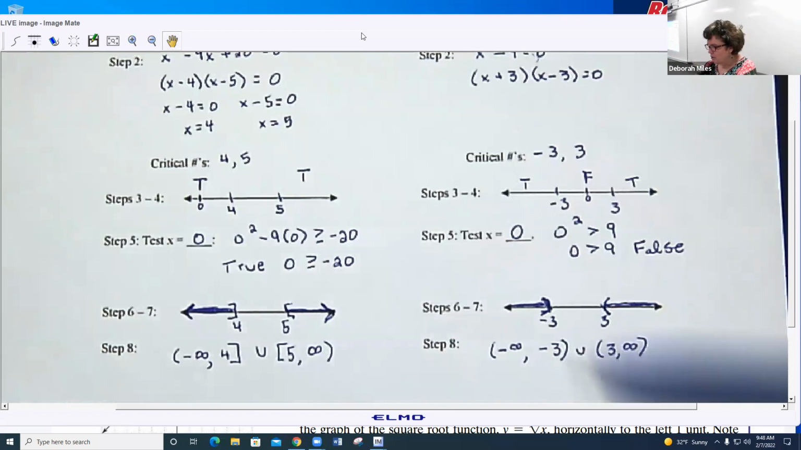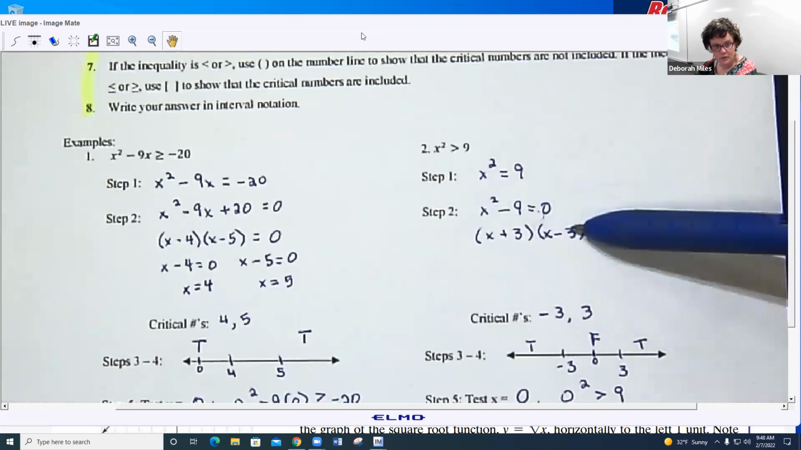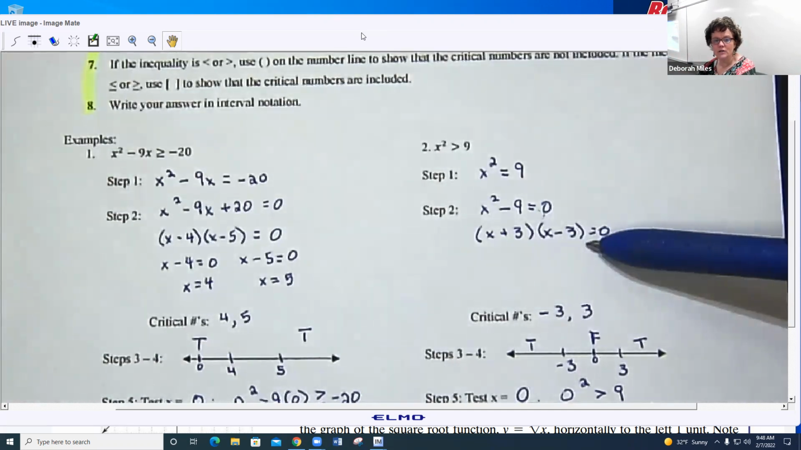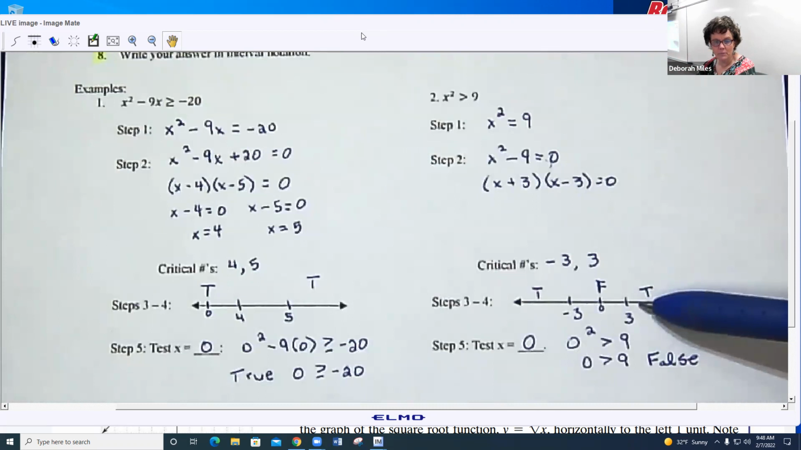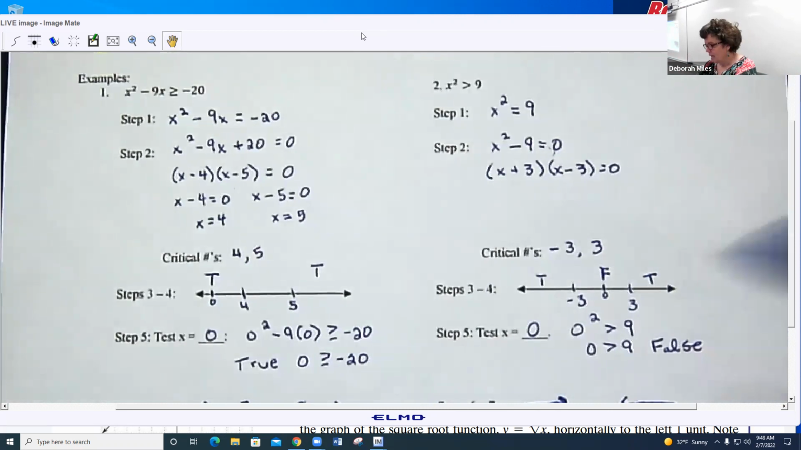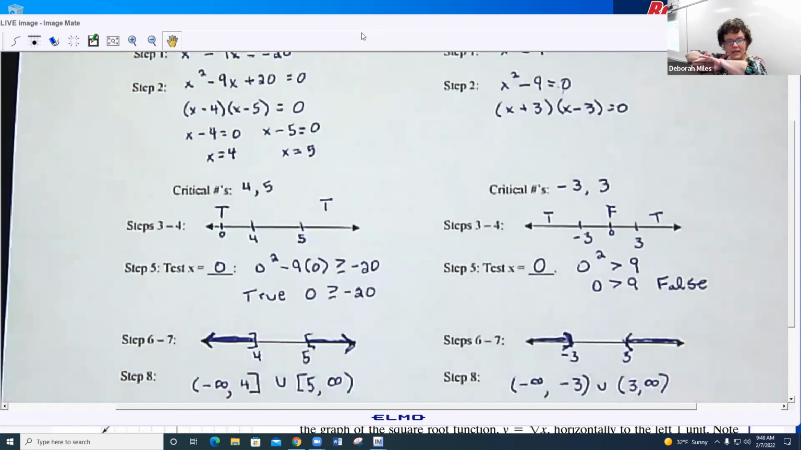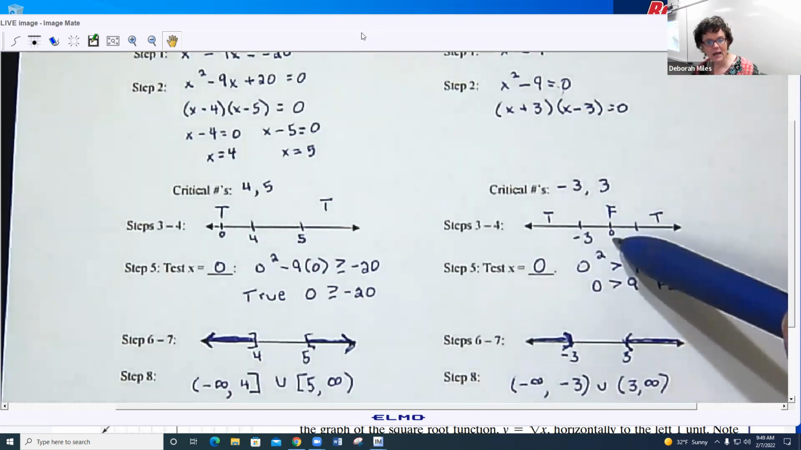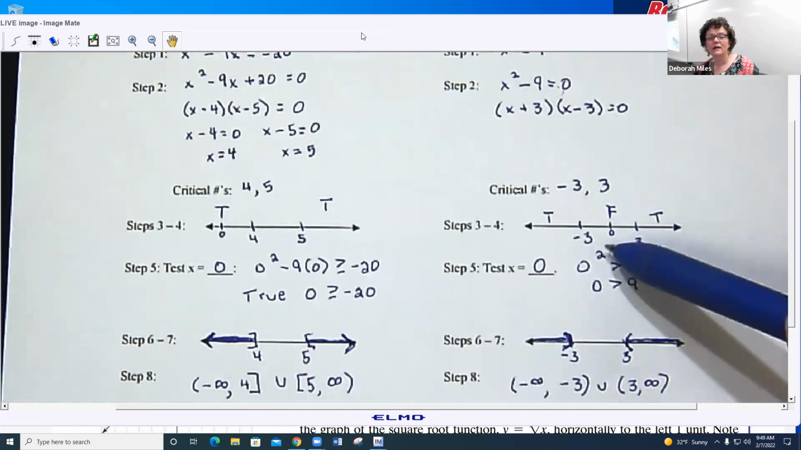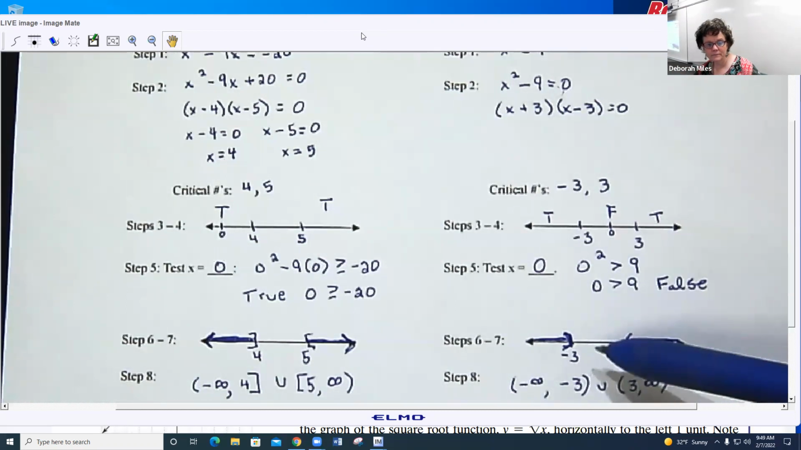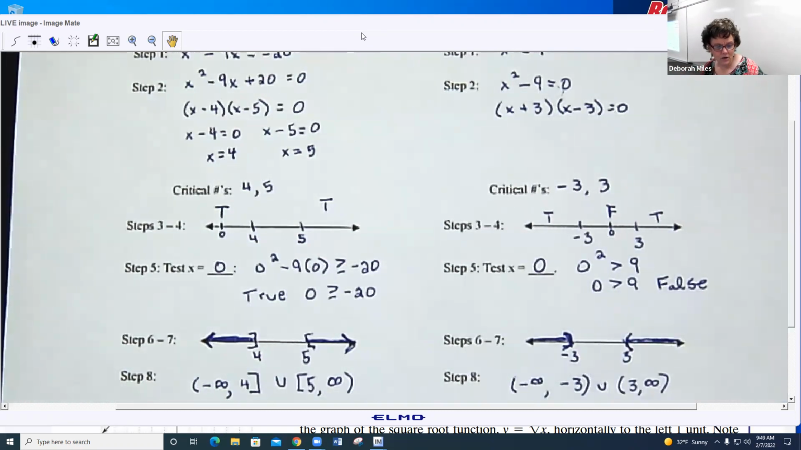You have to follow these steps: change it to an equation, solve the equation, put those critical numbers on a number line, use a test point. It just happened that both of these examples ended up shading the ends, but that's not always going to happen. If my test point here in the middle had made the inequality true, then that's where I would have shaded. All right, that's all you need.